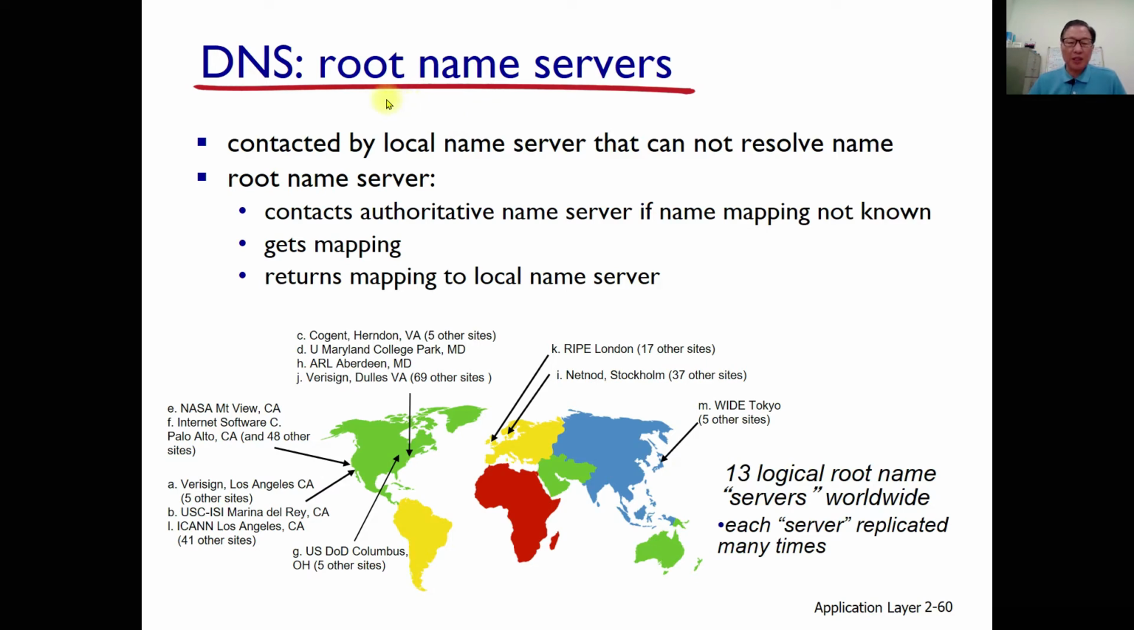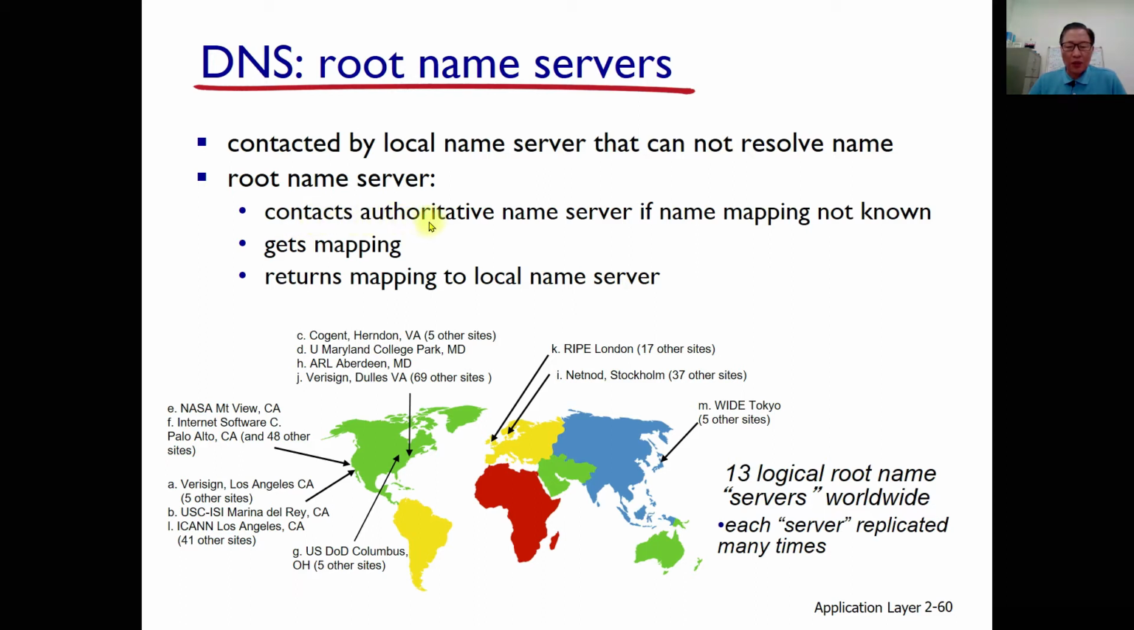The first one is the root name server. The root name server is located hierarchically on the top and is contacted by a local name server that cannot resolve a name. Local name server we'll look at later with some animation, so we can understand better. But before that, relating this to our university, our university is maintaining and administrating this local name server, and the root name servers are distributed in the world.